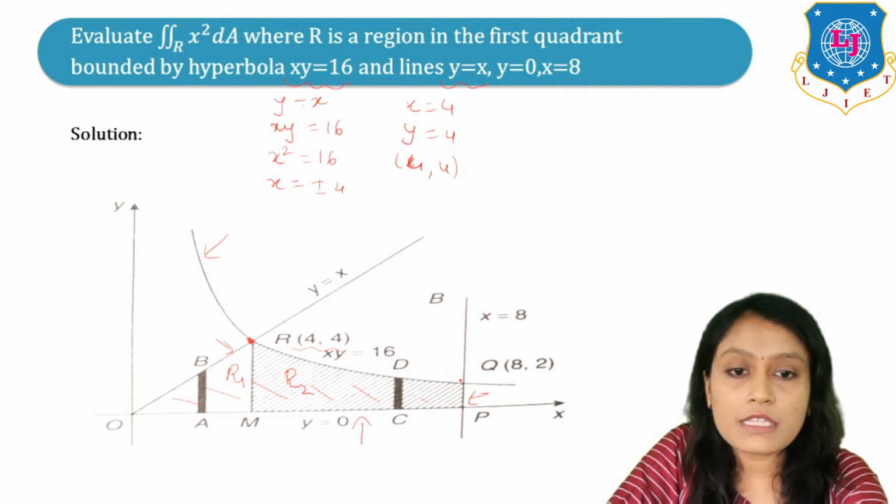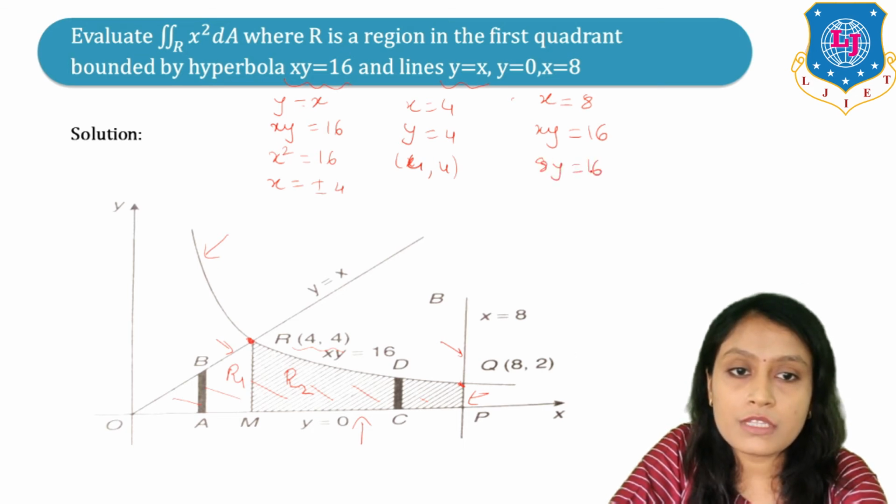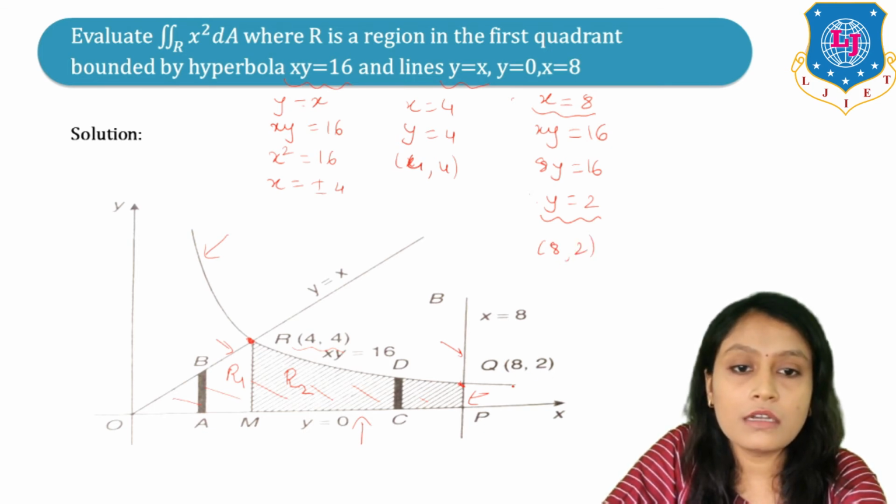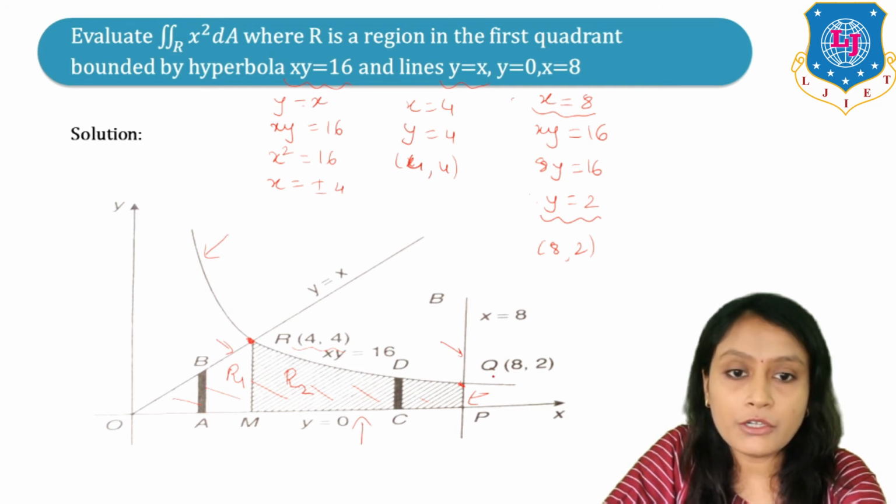Now another point of intersection is this point Q, which is 8 comma 2. So how do you get this point 8 comma 2? It is the intersection of this line x is equal to 8 and this hyperbola xy is equal to 16. So we have x is equal to 8 and xy is equal to 16. In place of x, just write down 8. So here you have 8y is equal to 16. Therefore, y is equal to 2. So y is equal to 2 and x is equal to 8, so the point is 8 comma 2. This is the other intersection point.